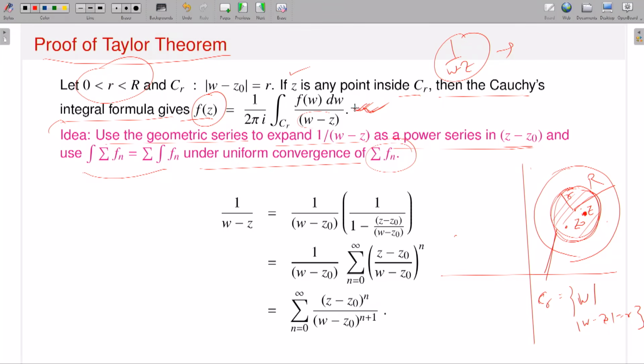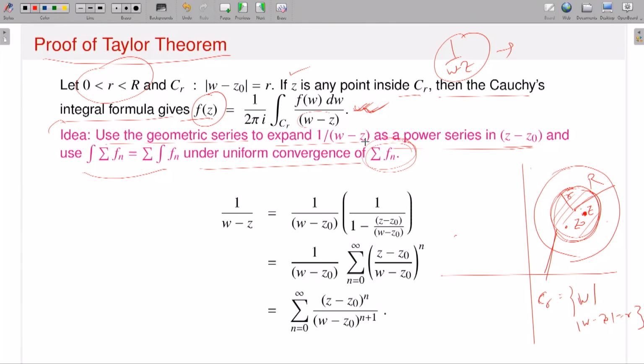First you apply Cauchy's integral formula, then you write the expansion of 1 by w minus z as a power series in z minus z0. Using the geometric series expansion I can do that, and once I have an infinite series and then integrations, the only part remaining is how to interchange summation and integration, and that also follows from the uniform convergence of my infinite series. So this is the kind of idea.